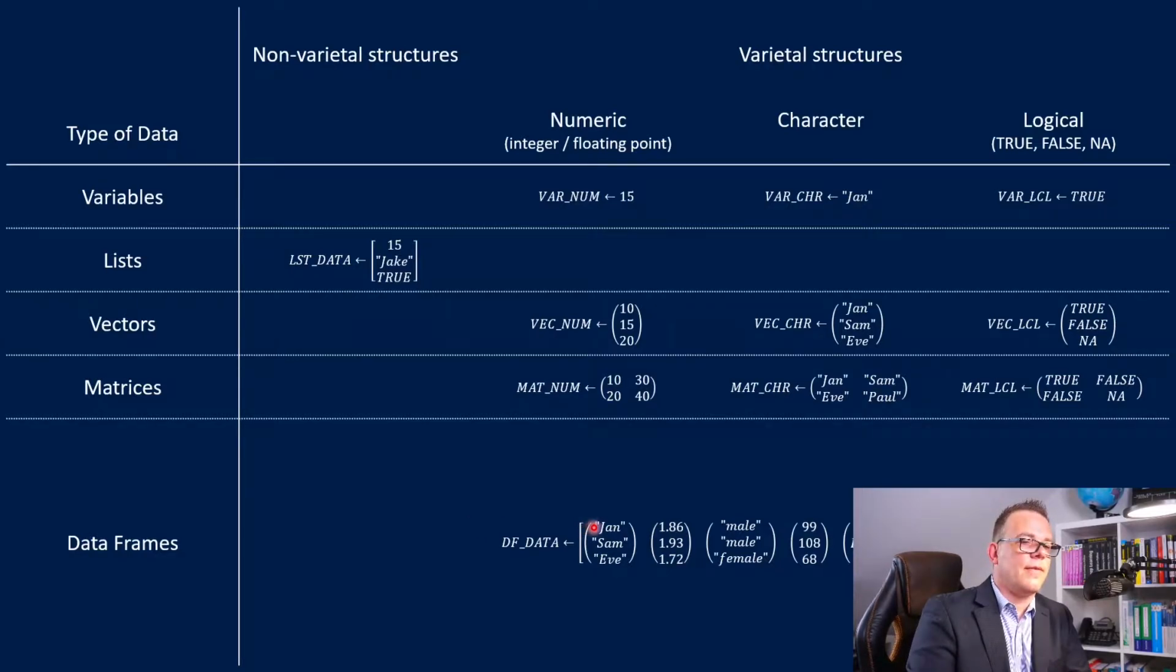So the observation Jan is this row. The observation Sam is 193, he's male, he's 108 kilo, and he's not sick. And Eve is 172, she's female, she's 68 kilos, we don't know if she's sick, it's an NA. So each and every observation has one row. Well, let's go into our studio and let's see how that works out.